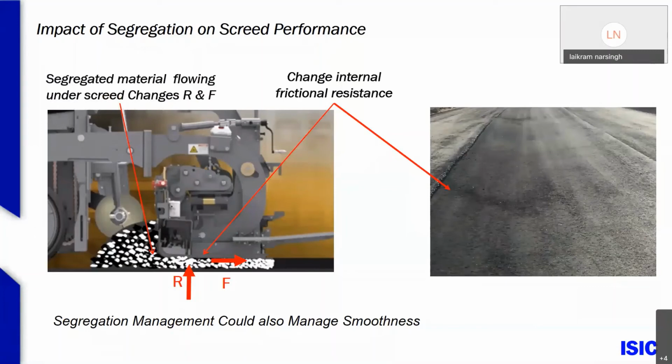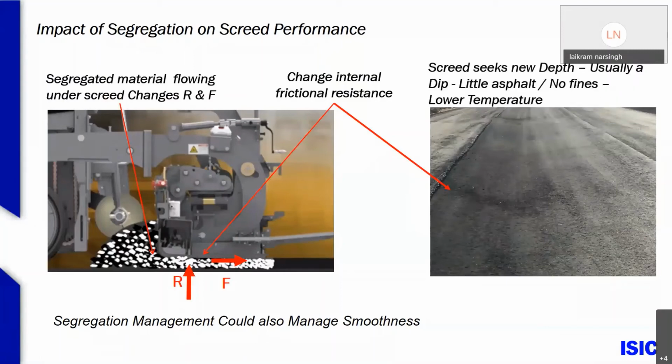screed, we change the internal frictional resistance of the material, and that will force the screed to seek a new grade. So under situations like these, more than likely we'll have a rough ride, not because of thermal segregation, but because of gradation segregation. Thermal segregation just happens to be there because the fines were lacking. Management could also manage smoothness. If we minimize the impact of these types of segregation, then of course we maximize our smoothness.